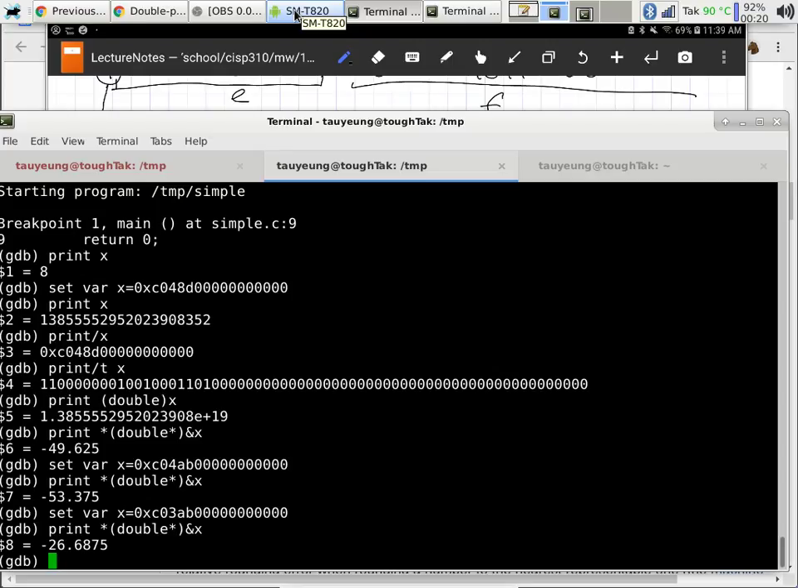So this is how you can tweak the values. If you know that the value you want to tweak it to is relatively easy to specify, you can just look at the hexadecimal representation and know which digit to tweak. Any questions?